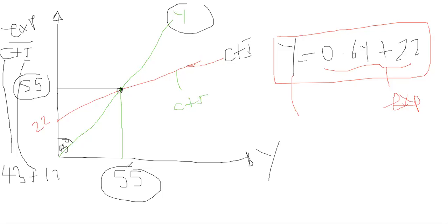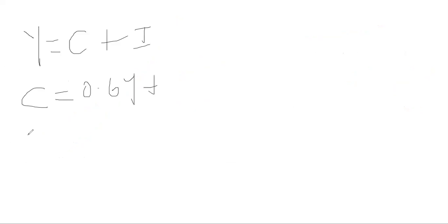So now we have our graph. This is what we all need to know when it comes to this model. So I can even restate the model. This is what was given to us. The model was consumption plus investment. Then they said consumption is 0.6 times Y plus 10. And they told us that investment is 12. So this was the model that was given to us.